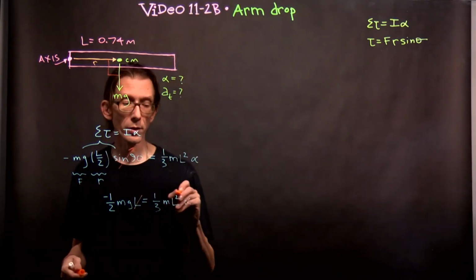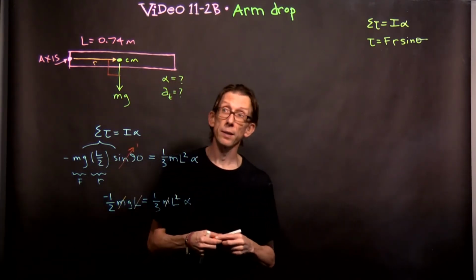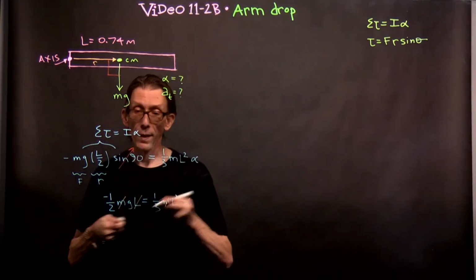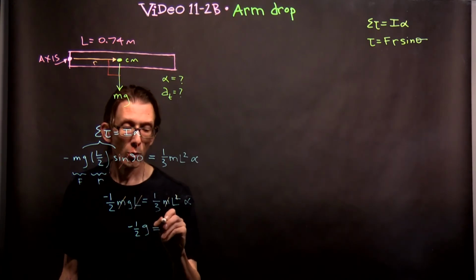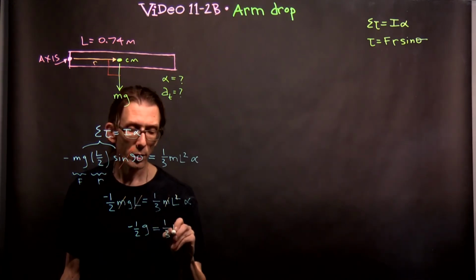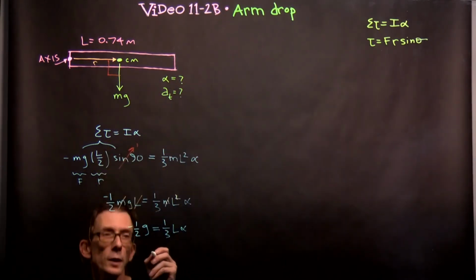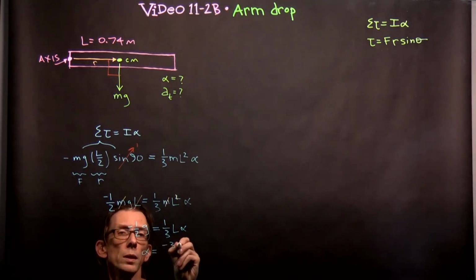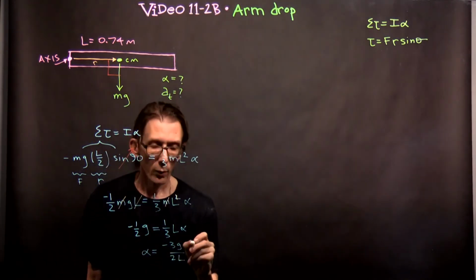One factor of L cancels, and our M's cancel. Doesn't matter what the mass of my arm is. I didn't have mass written up here, you notice. Doesn't make any difference. So now we can simplify this a little bit more. You get minus 1/2 g equals 1/3 L alpha. So we can solve this for alpha. Alpha equals, let's see, minus 3g over 2L. We have all that information.